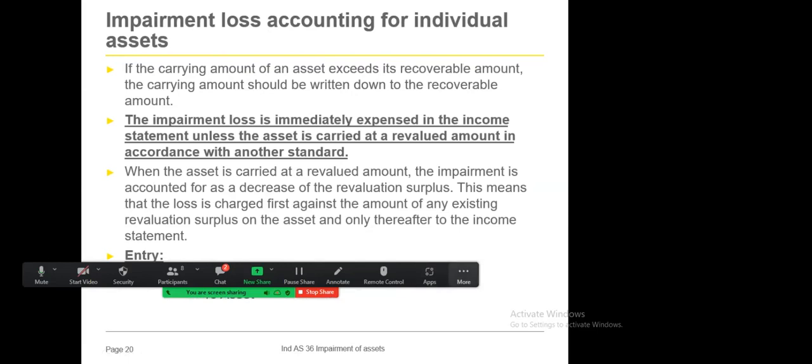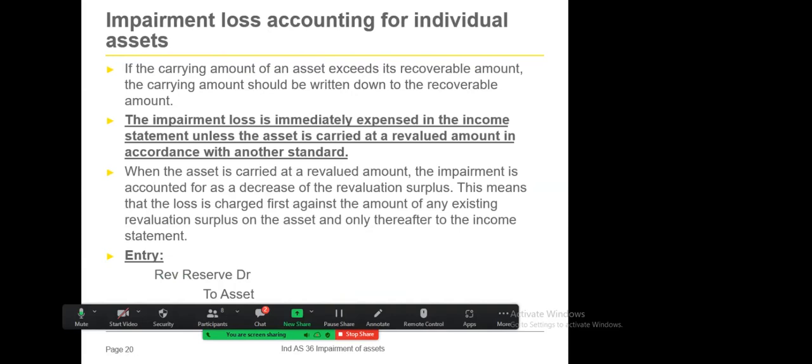Moving on to the next concept, that is impairment loss accounting for an individual asset. If the carrying amount of an asset exceeds its recoverable amount, the carrying amount should be written down to the recoverable amount. We have already discussed it in multiple slides. The impairment loss is immediately expensed in the income statement unless the asset is carried at a revalued amount in accordance with another standard. So that means, let's first understand if the revaluation never happened in the past, then what will be the accounting entry?